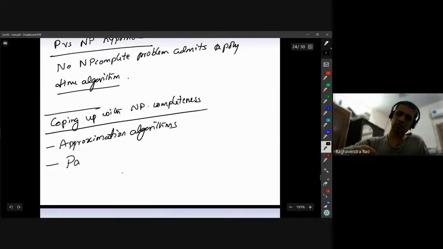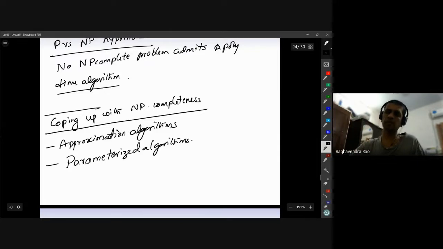So one is through parameterized algorithms. You will be seeing a bit of parameterized algorithms in a course by Akanksha Agarwal. I think it is on recent trends in theoretical computer science.